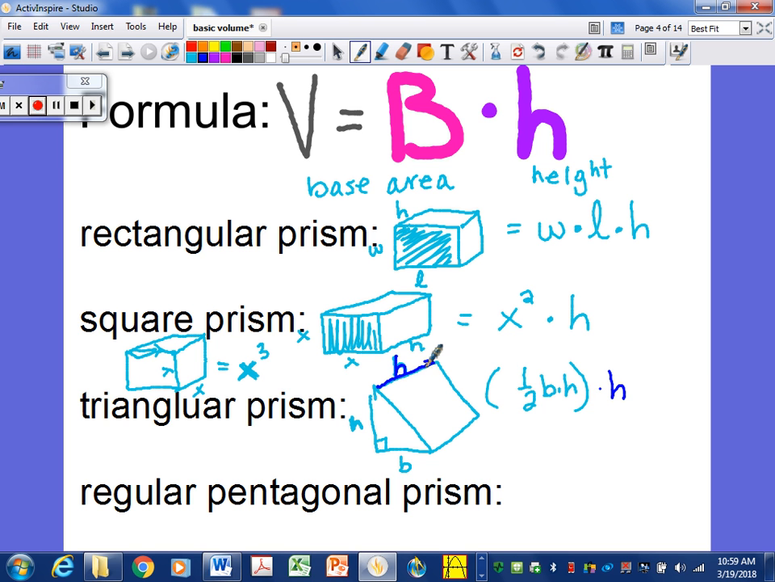So this might be the only one that has this type of thing, unless you're talking about a trapezoid, which also has an h in the formula. So this one comes from your triangle, where this one comes from your prism. Okay, so these are not the same h's, it's not h squared. Okay, a regular pentagonal prism, so for any regular one, that's 1/2 of the apothem times the perimeter of your prism times the height, the distance in between there.